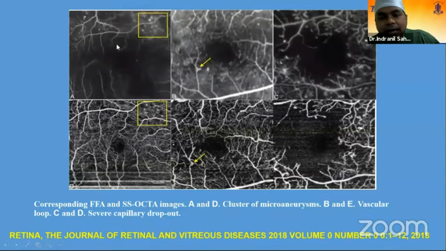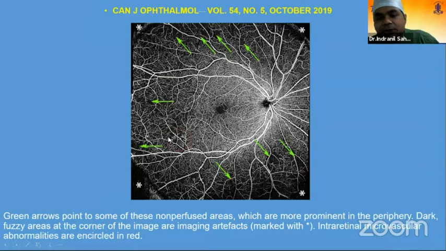These are images comparing the FFA with the OCT angiogram: the microaneurysms, the vascular loop, and then the enlarged foveal avascular zone with areas of non-perfusion. The green arrows are again showing you areas of non-perfusion. The red is showing you an IRMA and then the foveal avascular zone. And these are the artifacts which were spoken about in detail by Dr. Priyanka in the earlier talk.